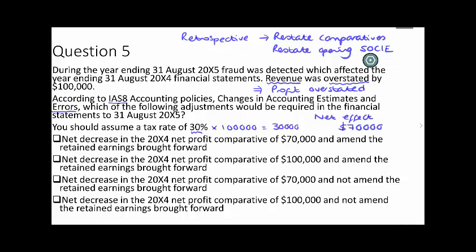What I can see is that the first says that as well as showing a net decrease in the comparatives, we would go and amend retained earnings brought forward, whereas the other option is that we wouldn't amend the retained earnings brought forward. The correct answer here is that, in accordance with IAS 8, as well as restating our comparatives, we do need to restate our opening retained earnings, and so yes, the first option is the correct answer.